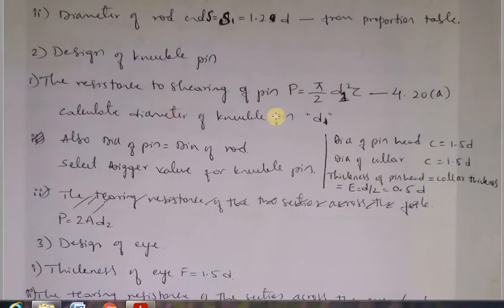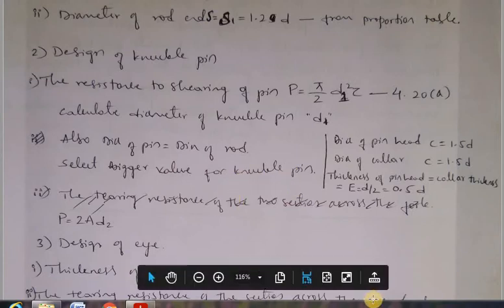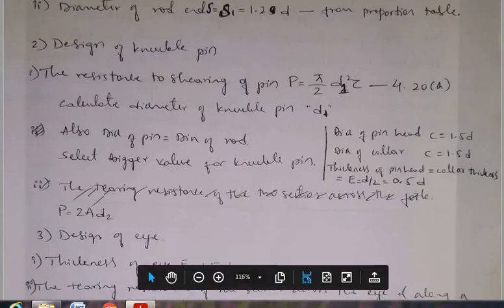So what you have to observe here, we are calculating the diameter of the knuckle pin using this equation, and we are also saying that diameter of the pin is equal to diameter of the rod. So when we have these two values of d1, we have to select the bigger value between them as the diameter of the knuckle pin. So later we will move to the design of the eye.